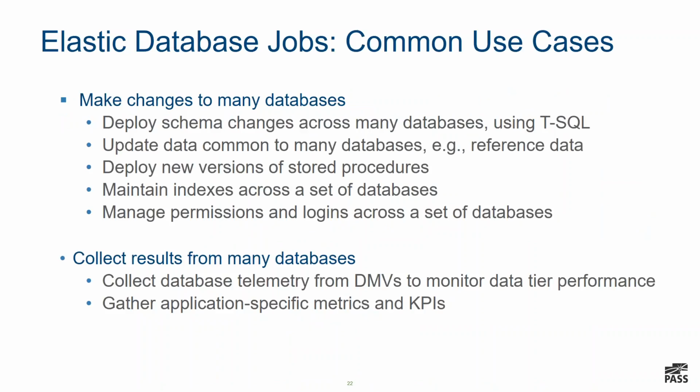So the key scenarios that we've seen people using Elastic Jobs is basically, first of all, making changes to their databases, like managing maintaining the indexes, managing permissions on your databases, updating permissions, updating schema, and updating stored procedures, deploying new stored procedures, those kind of tasks. Whatever tasks you can do through just simply running T-SQL statements, you can just use that. And the second category of tasks that we've seen people use with Elastic Jobs is collecting results from many databases. Either you're collecting DMVs of performances from your databases, or you're gathering application-specific APIs. You can use jobs for that.